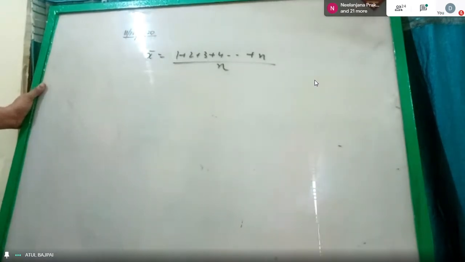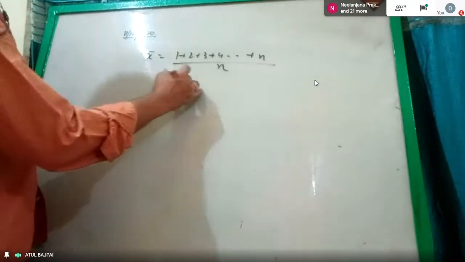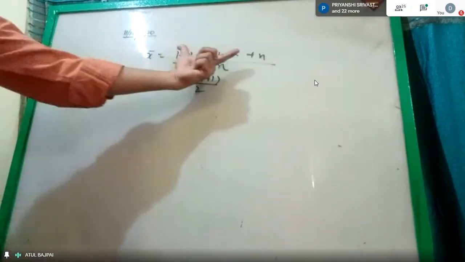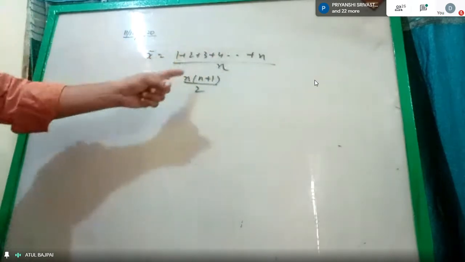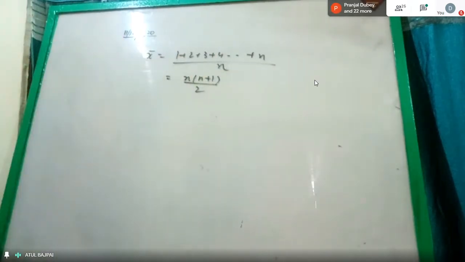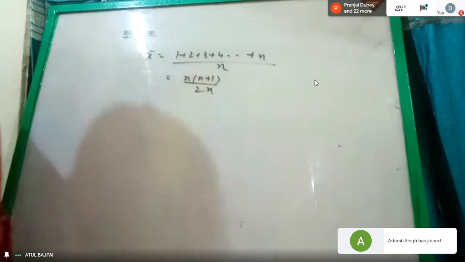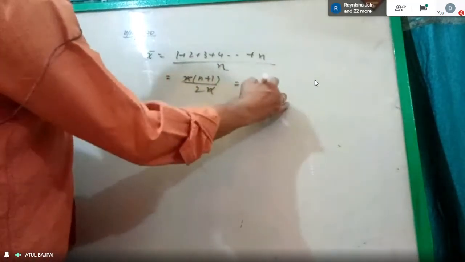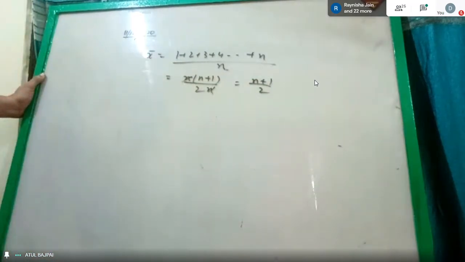The sum of n natural numbers has the formula n(n plus 1) by 2. If you go by AP also you get the same formula, n(n plus 1) upon 2. And this n is already there, it gets cancelled. We are left with n plus 1 upon 2. This is the mean.